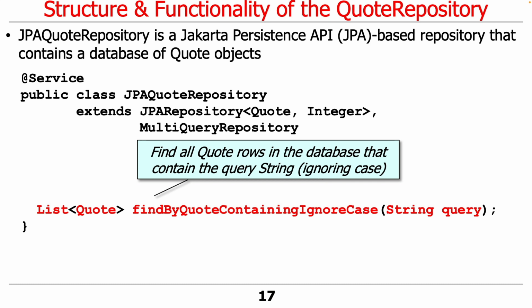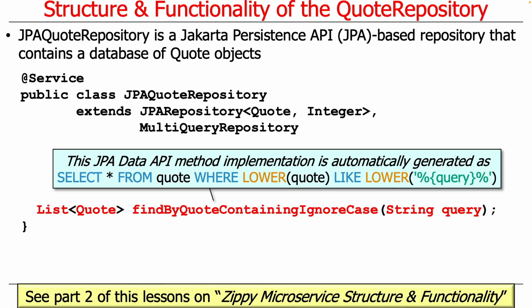And then we have another method here, which is something we just wrote using support from IntelliJ. And this is called find by quote containing ignore case. And what that does is that finds all the quote rows in the database whose quote column contains the query string in a case-insensitive way. And what's cool about this is a good example of how the Spring Data API, which we'll talk about in more detail in a second, allows us to do things declaratively, and then it generates the code automatically to do the underlying SQL query.